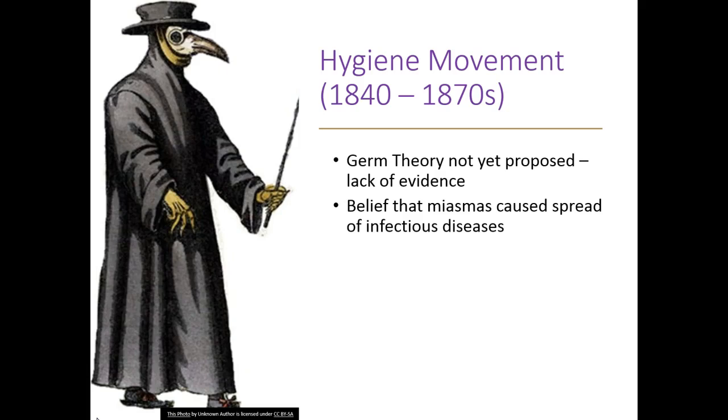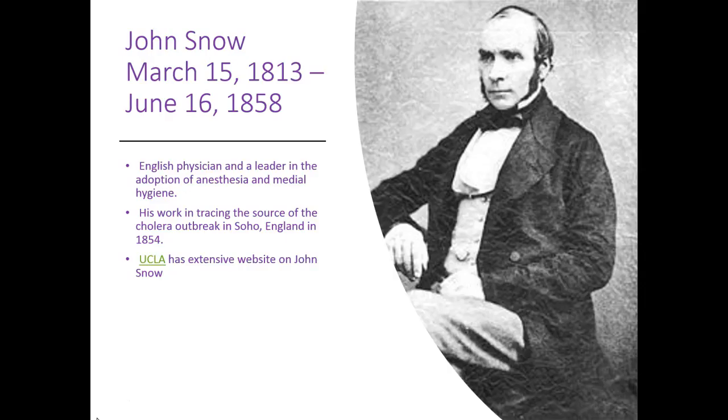Let's now look at some important individuals during this period. The first one being John Snow. John Snow is considered to be the father of epidemiology. He was an English physician and a leader in the adoption of anesthesia and medical hygiene. So his work can be traced back to a cholera outbreak in Soho, England in 1854. And there's the story of the Broad Street pump that's very famous in public health that we're going to look at a short video in just a moment to give you some background on it. But if you're interested in John Snow, there is an extensive website on John Snow that's housed by UCLA.